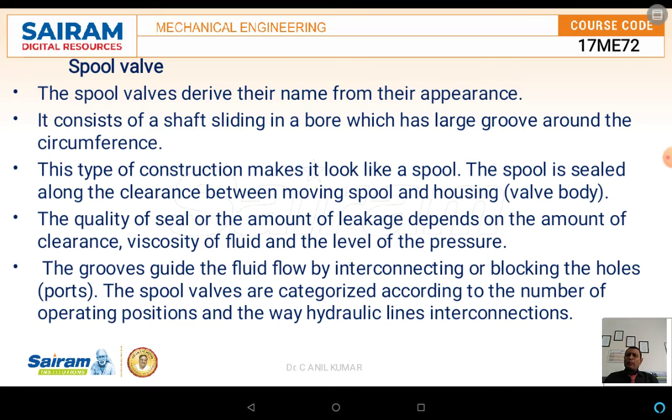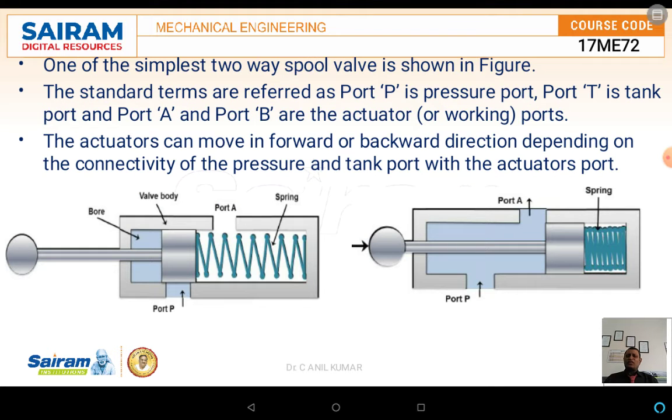Now a clearance will be there between the spool and the body for easy movement inside the housing. The quality of the seal and the amount of leakage depend upon the amount of clearance, the type of fluid, the viscosity of the fluid, and the pressurization applied over the spool. The groove guides the fluid flow by interconnecting or blocking the holes, or the ports. The spool valves are categorized according to the number of operating positions and the way the hydraulic lines are connected. A very simple spool valve is shown in the figure.